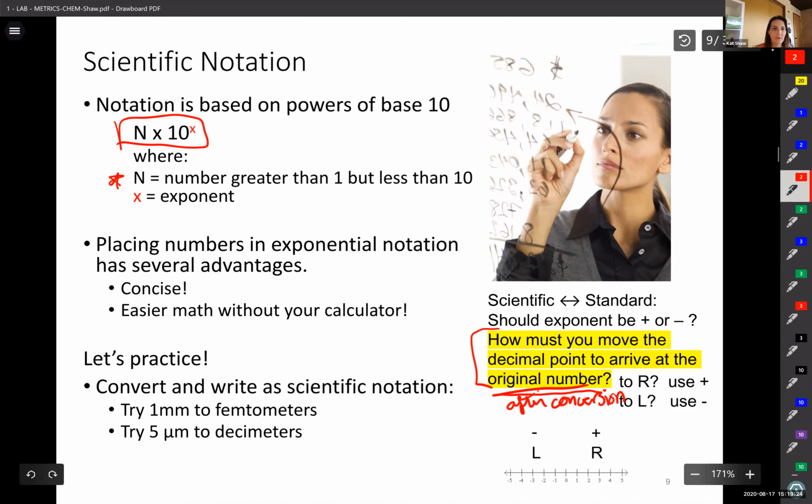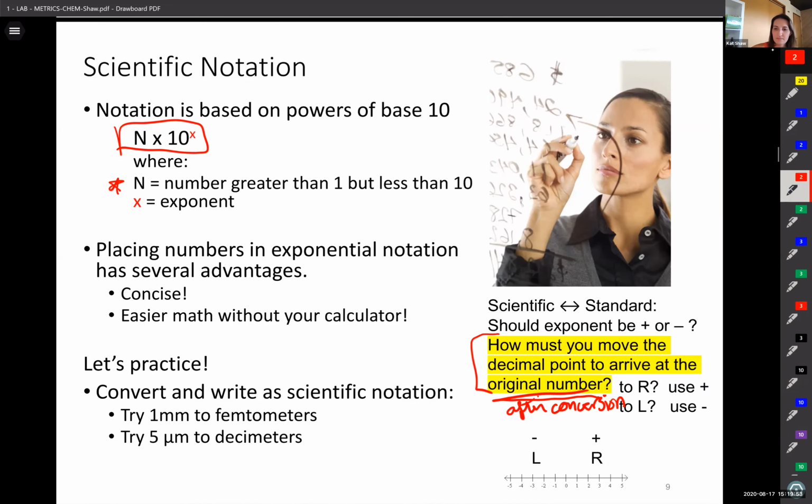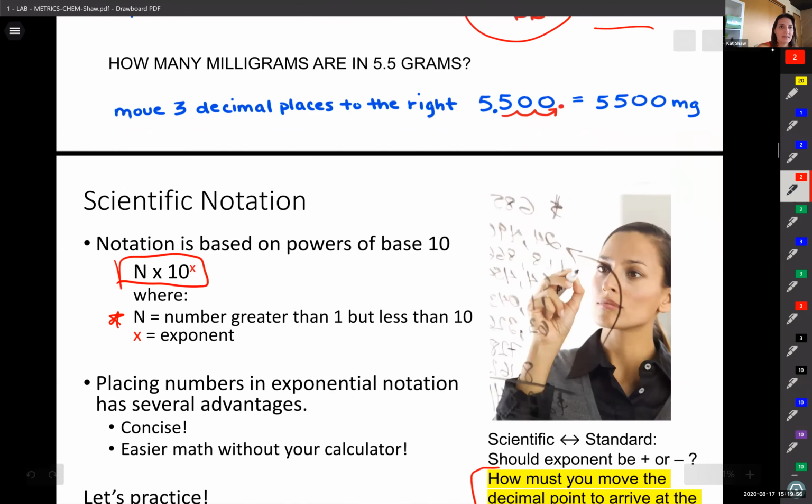Once again, sorry for the writing, right? How must you move the decimal point to arrive at the original number you had after you did the conversion? If you would have to move the decimal point to the left to get back to that number, you would have a negative exponent. If you have to move it to the right, you would have a positive exponent. Let's practice a few so you understand what I mean when I say this. I'm going to go back to the previous slide here.